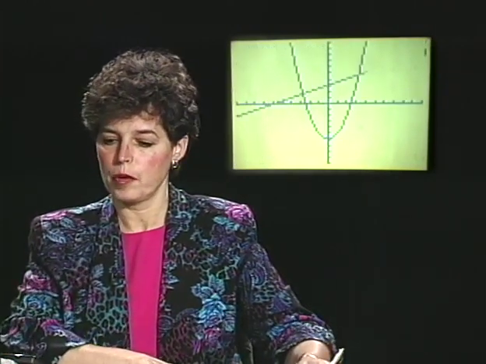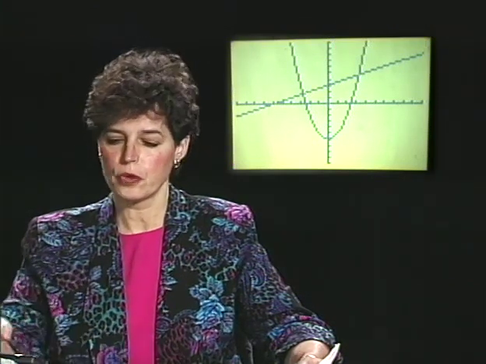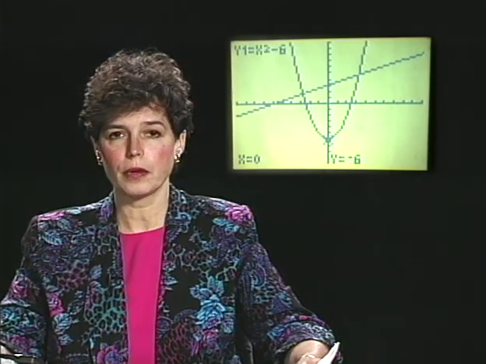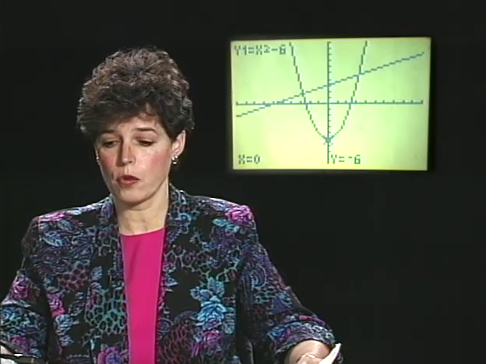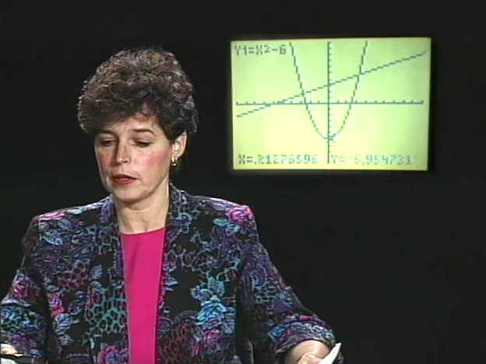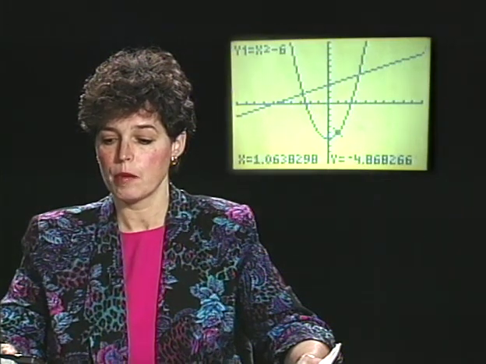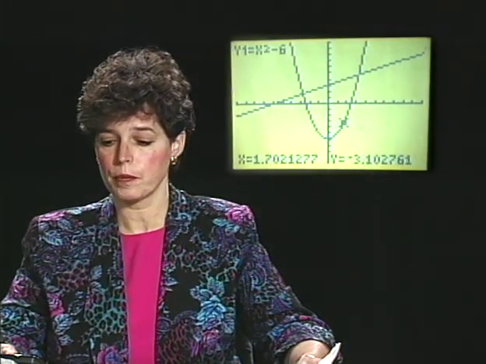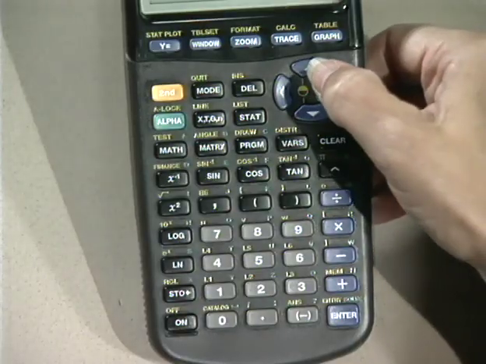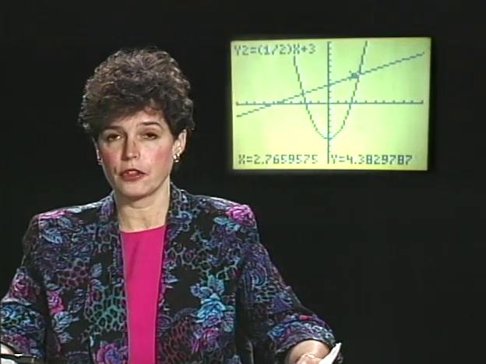You see that the parabola was graphed first and then the line. Let's press trace. You notice that in my upper left-hand corner of the screen it says y1 equals x squared minus 6. And if I move along with my left and right arrows, I see that my cursor is on the parabola. Now, at this time, if I use my up arrow, I see that the cursor hops to my other function.